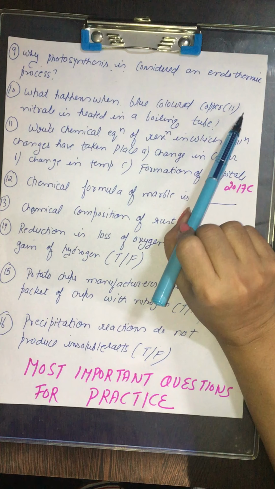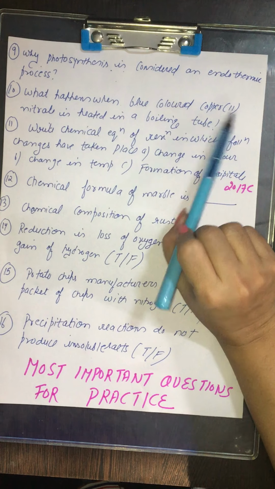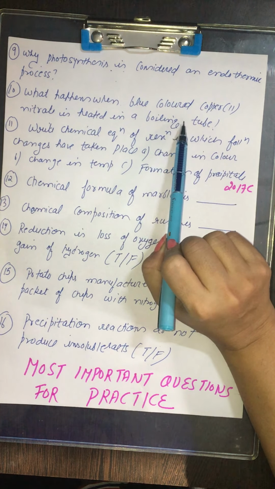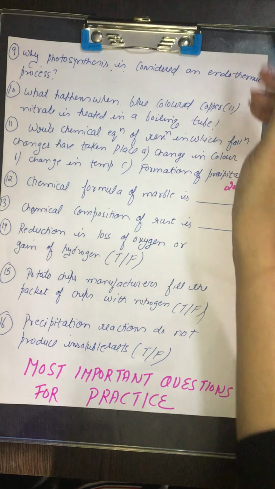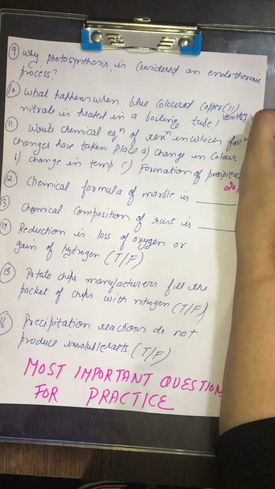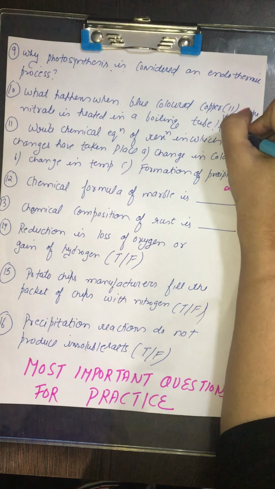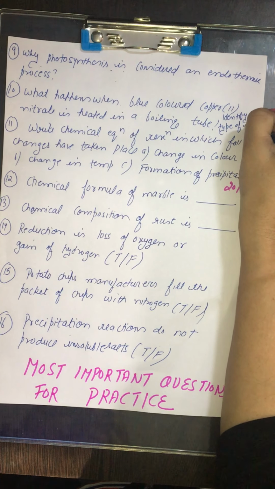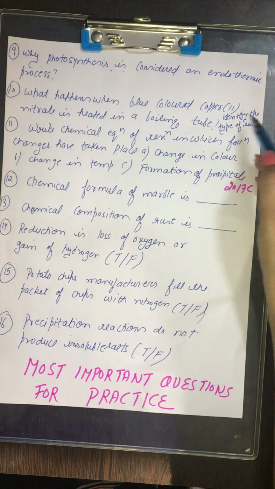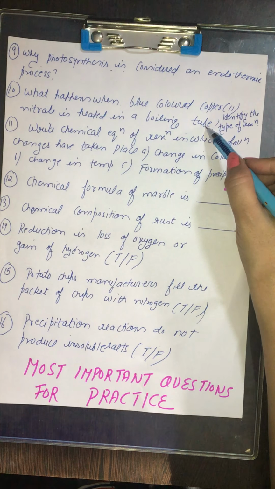Question number 10. What happens when blue colored copper 2 nitrate is heated in a boiling tube? जब आपने copper 2 nitrate को heat किया है, what will happen? Mention the equation in this and also identify the type of reaction. What kind of reaction is taking place in the equation?